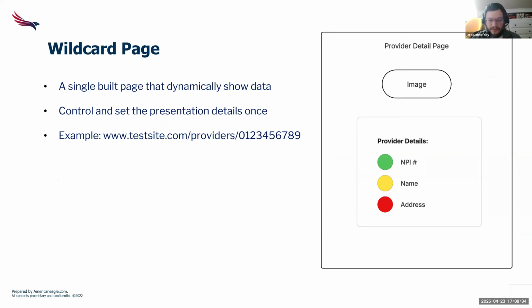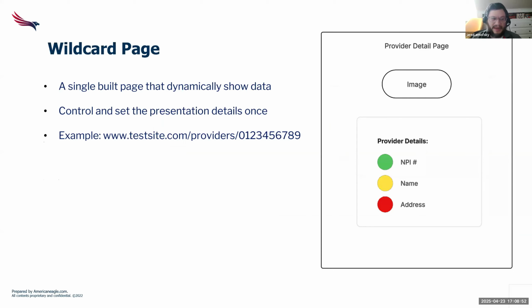A wildcard page, which is what we'll be talking about today. Essentially, it's a single built page that dynamically shows data, and you can control and set the presentation details once. So essentially, in my example, testsite.com/providers and then /0, 1, 2, 3, 4, those numbers.